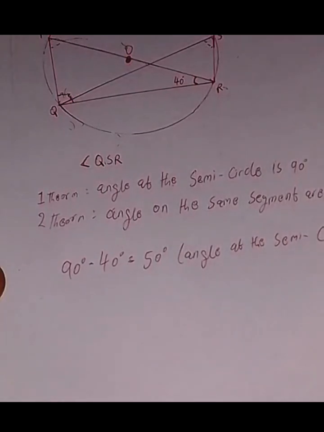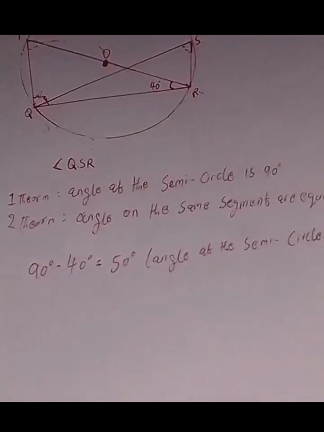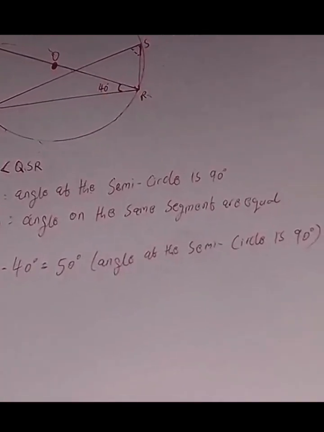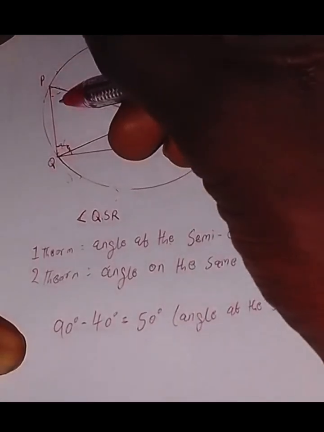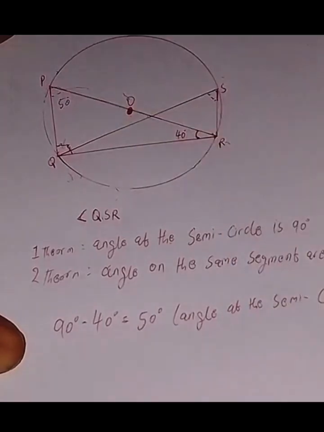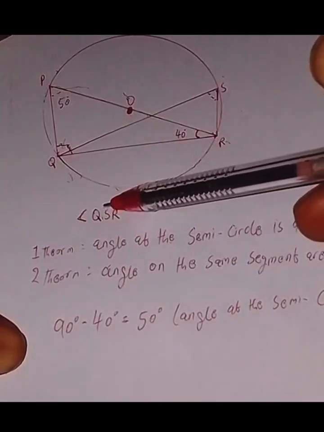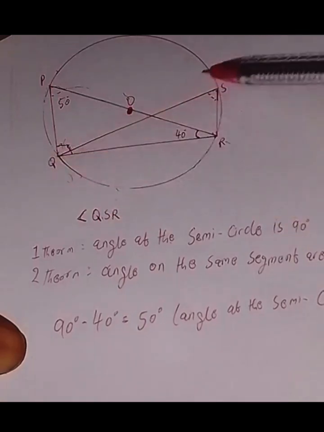Because the angle in a semicircle is 90 degrees, that's why it is 50 degrees. So we have gotten this part here to be 50 degrees.